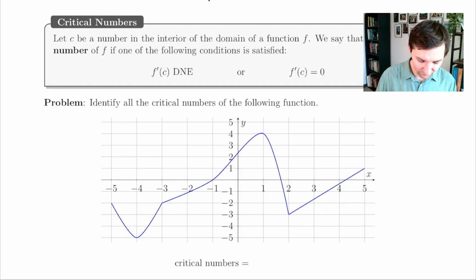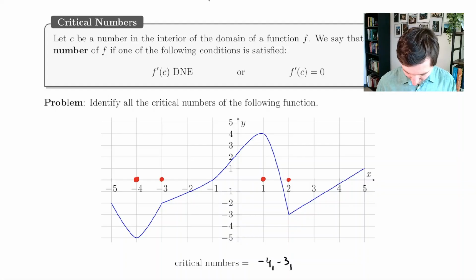I believe there are a few places where the derivative is 0 or the derivative doesn't exist. One happens at -4. That is where the derivative is 0. Another one happens at -3. At -3, the derivative doesn't exist because I have a corner. Then the next place where the derivative is 0 or doesn't exist happens at 1. I have a horizontal tangent line there. And finally, at x equal to 2, I have a corner, which means that there are 4 critical numbers here. Numbers -4, -3, 1, and 2.